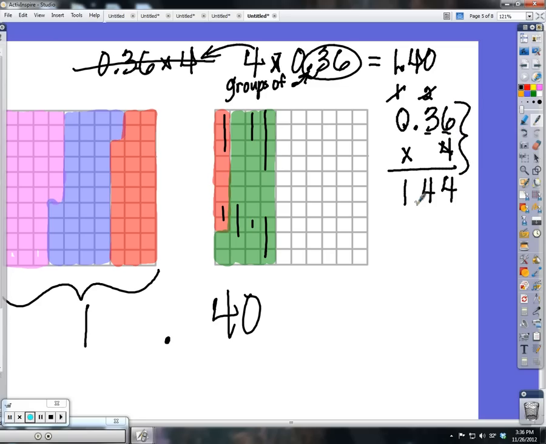So in the answer, there have to be 2 digits behind the decimal. So 1 and 44 hundredths. Oh, well now, wait a minute. Those did not match. I must have made a mistake somewhere.